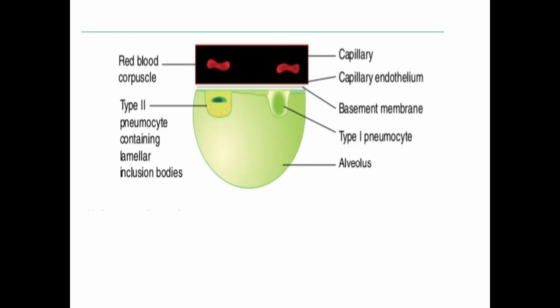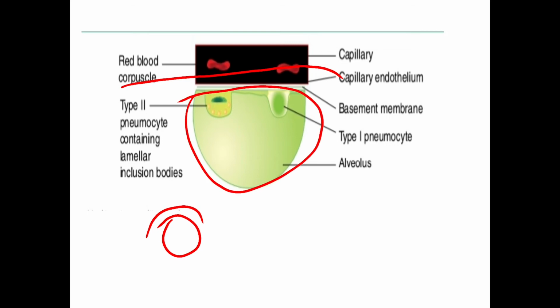So our alveoli has two types of special cells, that is type 1 pneumocyte and type 2 pneumocyte. So this is the capillary. Normally the alveoli is covered with the capillary, right? So this black color indicates the capillary and this green one indicates alveoli.